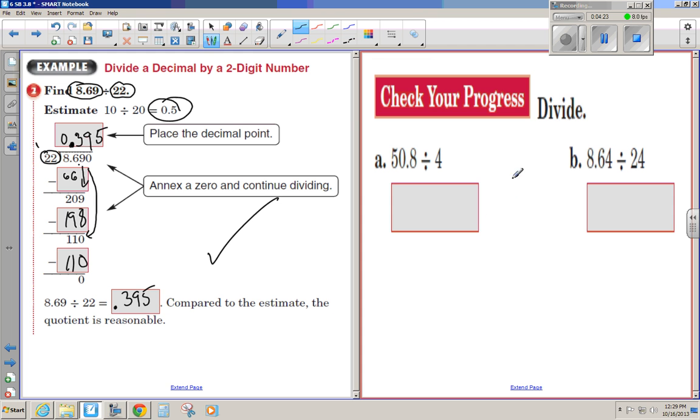All right, let's practice some of this division now. We're going to look at this and say 50 is close to 48. Divided by 4 should be about 12. Our answer should be approximately 12. All right, so 4 goes on the outside. 50.8 goes over here.